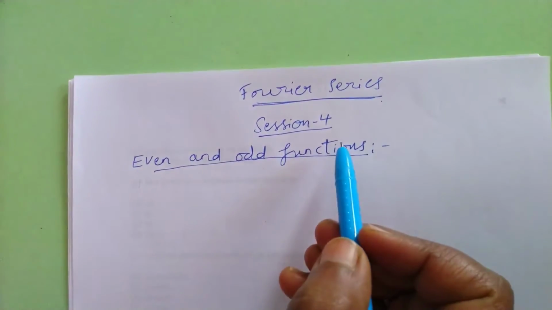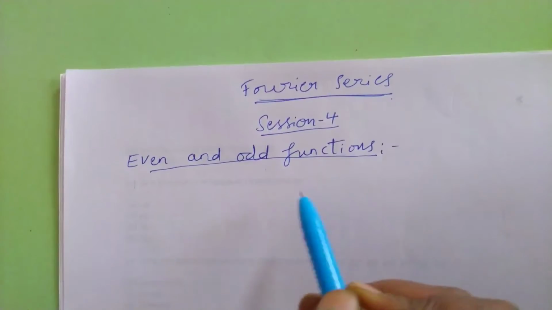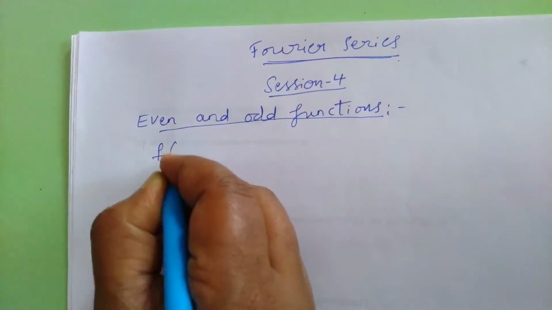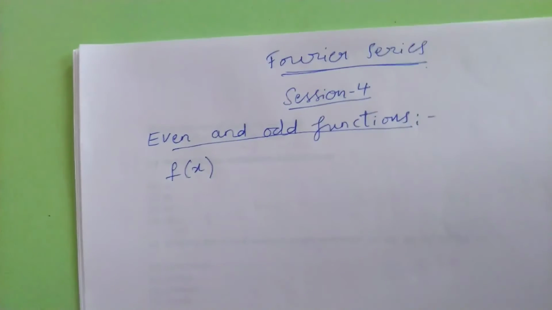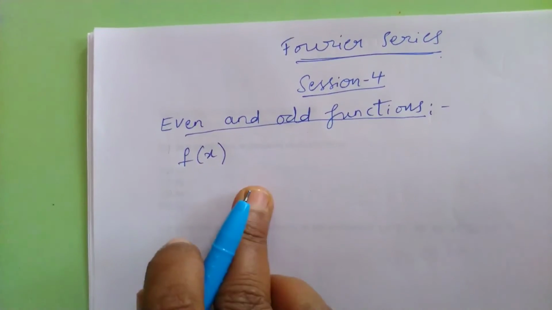Fourier series, session 4, even and odd functions. Now let us know how the even and odd functions can be determined. For example, if I consider a function f of x, now let us check this function f of x as even or odd.